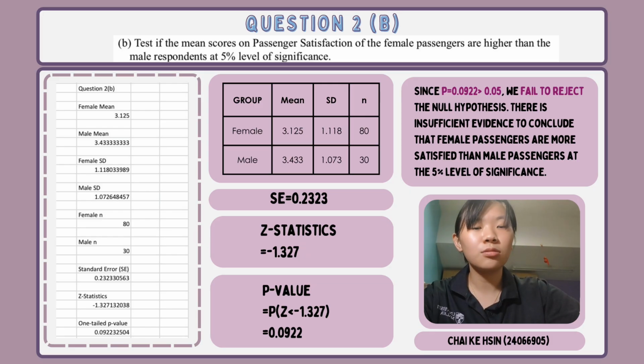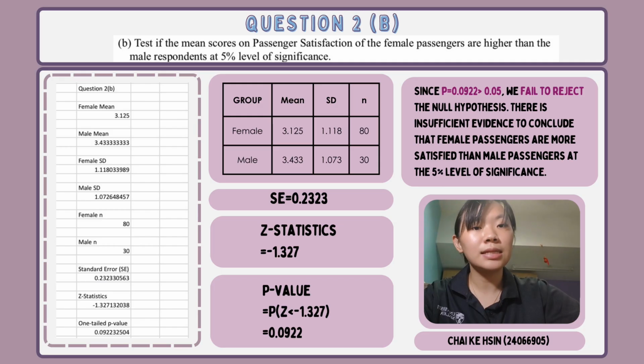and I get 0.2323. After that, we need to calculate the Z statistic using the mean from the female group, 3.125, minus the mean from the male group, 3.433, and divide by the standard error 0.2323, and I get negative 1.327 for the Z statistic.